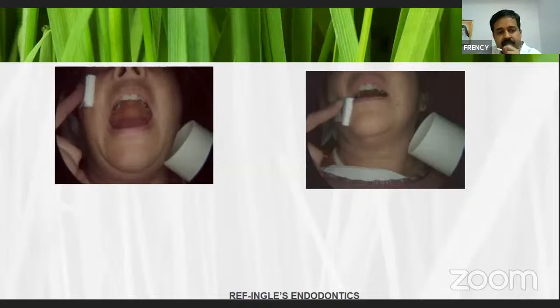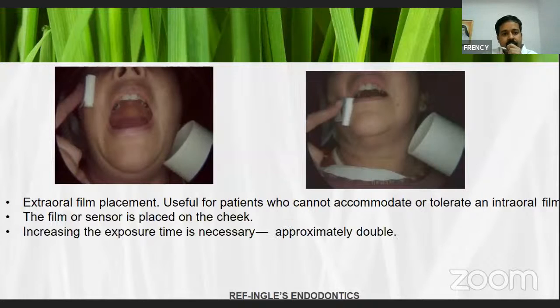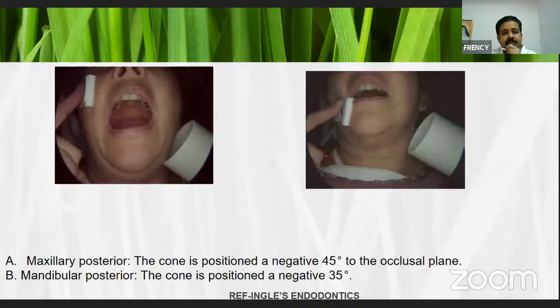Then, if the patient is having severe trismus, you can use this type of technique, that is extraoral film or sensor placement. It is placed on the cheek, and we have to increase the exposure time, approximately double the exposure time. Usually for maxillary teeth you have to give a 45-degree negative angle, and for mandibular posterior about a 35-degree negative angle.